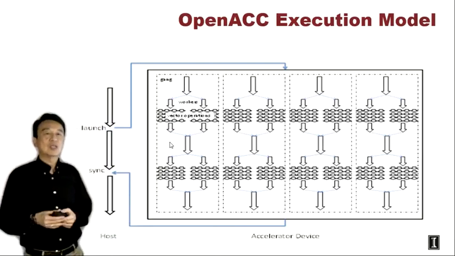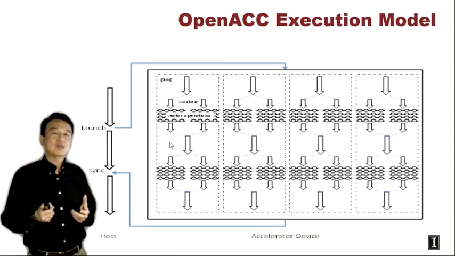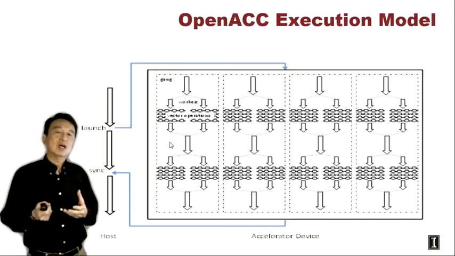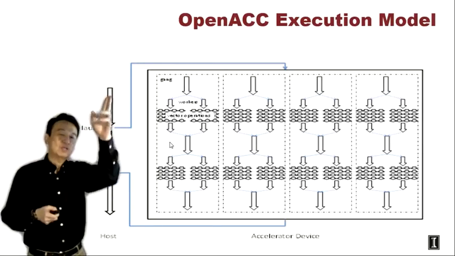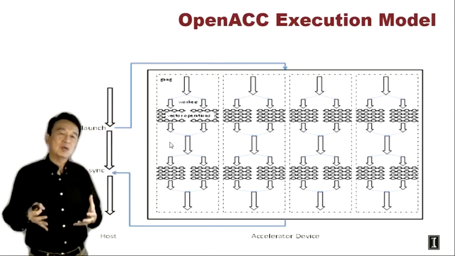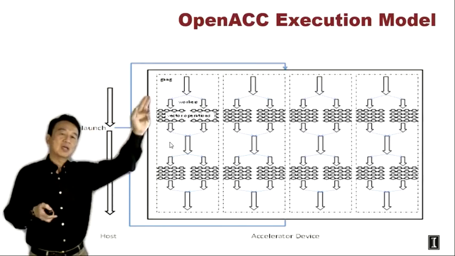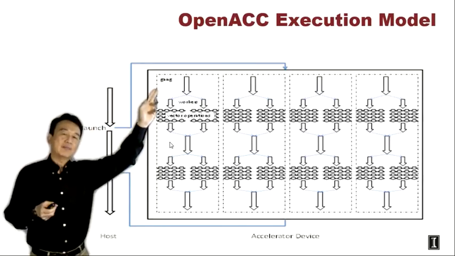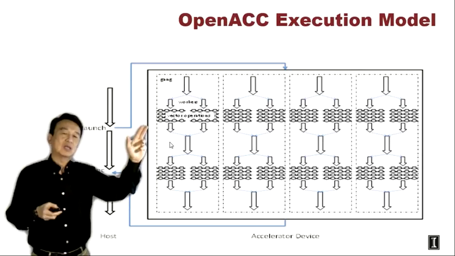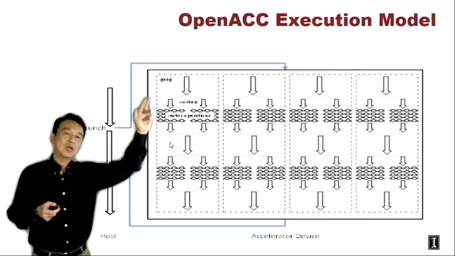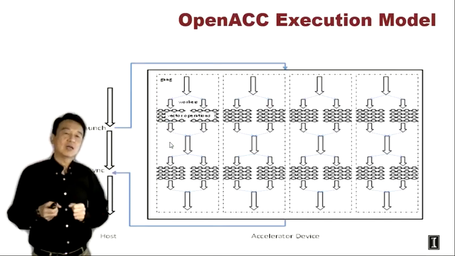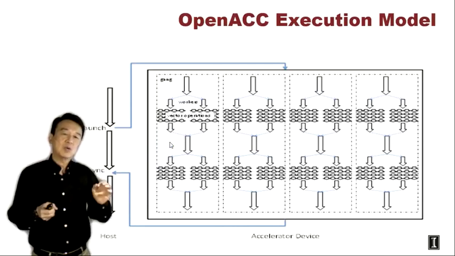So here we show the OpenACC execution model. This is how programmers describe the parallel execution behavior of loops. Whenever a sequential execution reaches a piece of code that can be executed in parallel, we can launch parallel execution by requesting the generation of gangs. These gangs are really the equivalent of thread blocks in CUDA. Each gang will have multiple workers, and these workers correspond to the threads in CUDA.